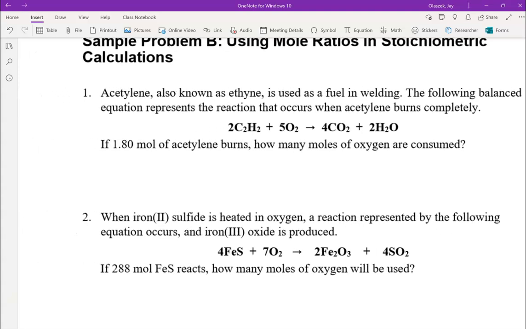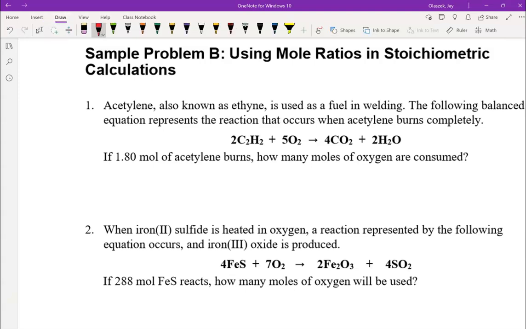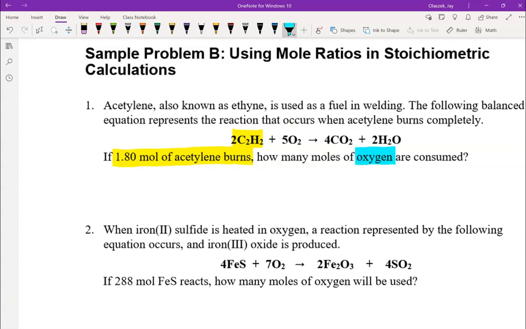So, we've got a balanced equation here. Let's take a look at number 1. It says acetylene, also known as ethene, is used as a fuel in welding. Obviously, that's this stuff, because it's not oxygen, it's not CO2, and it's not water. This is going to be what we are starting from. This is going to be our known. How do we know that? It says right here, 1.8 moles of acetylene burns. What's it looking for? How many moles of oxygen are consumed?